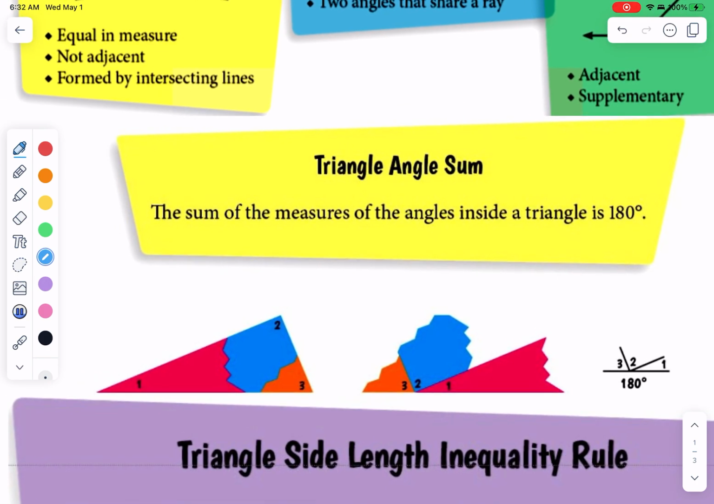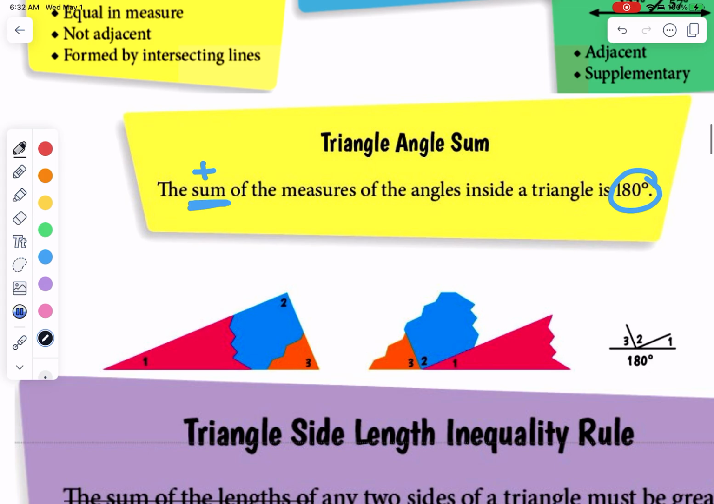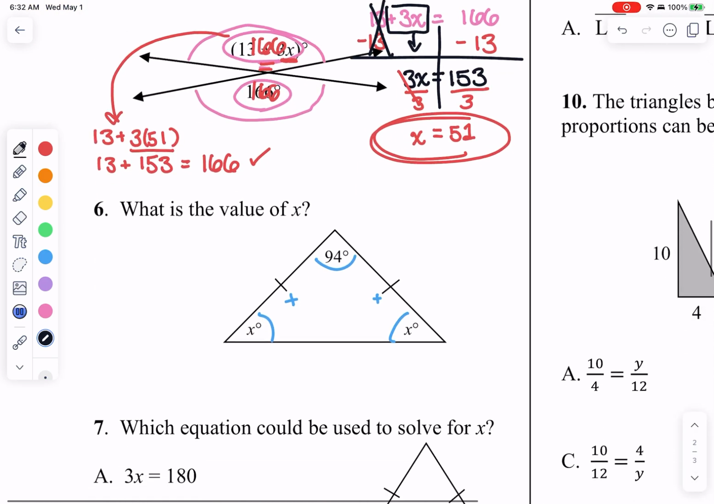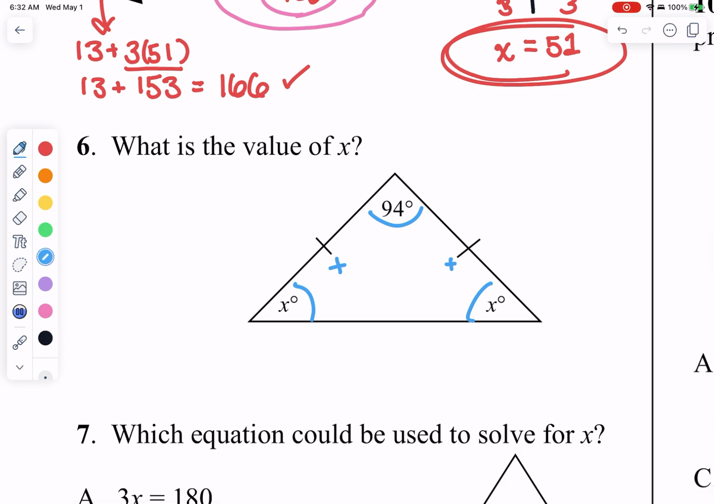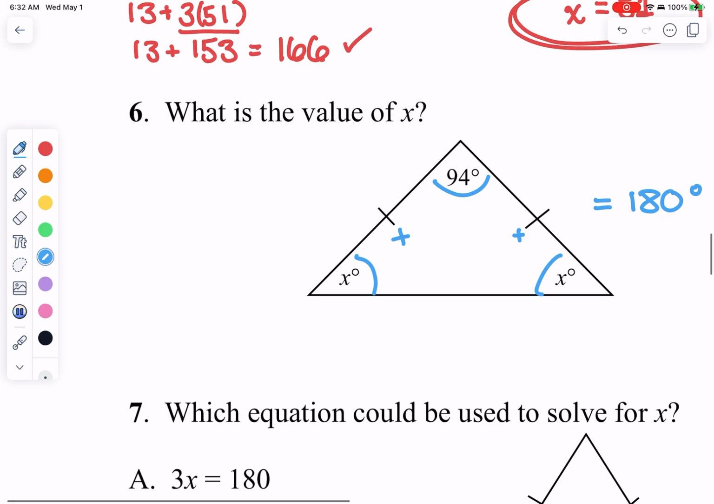All 3 angles inside of a triangle add to 180 degrees, okay? What they're showing you right here is that when I take a triangle and I rip it up into pieces, and I put those angles together like this, they form a straight line, which is 180 degrees. So going back down here, x plus 94 plus x, all three of my angles added together equal 180 degrees. Okay, let's write that out on the side. X plus 94 plus x equals 180.